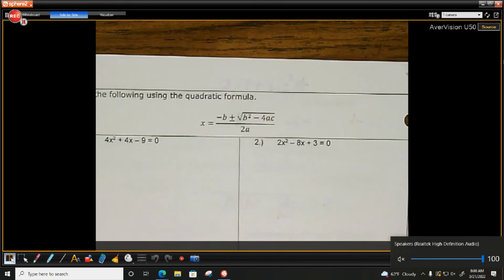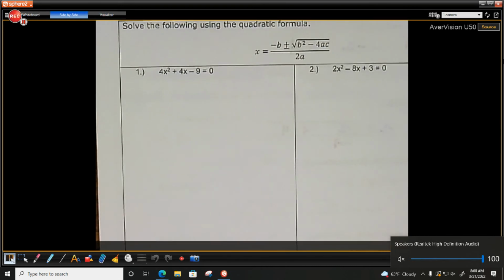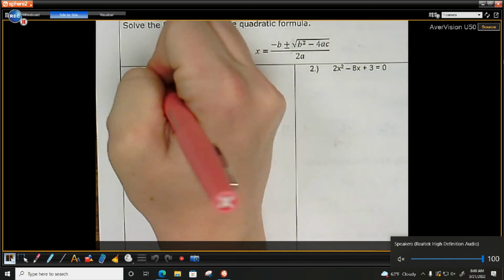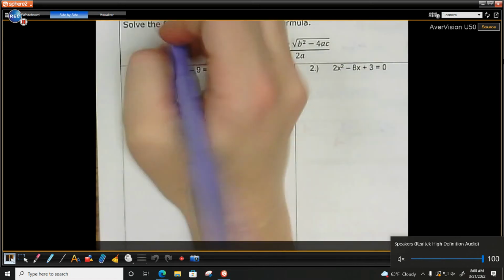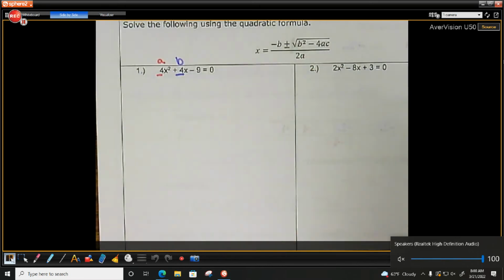Okay, now the boxes are gone. The formula is gone for us, where we just have to fill it in. We're going to have to write it in ourselves. That's okay. Okay, what's my A? Or, sorry, are we in the correct form? ax squared plus bx plus c equals 0. Yes, what's my A? 4. What's my B? 4. What's my C? -9.